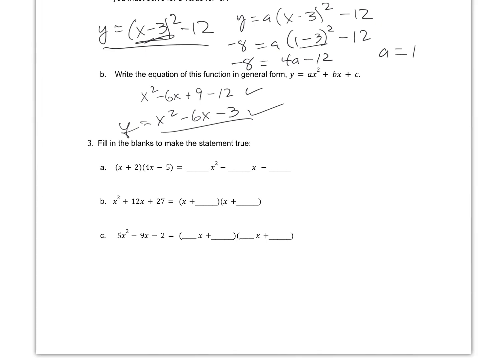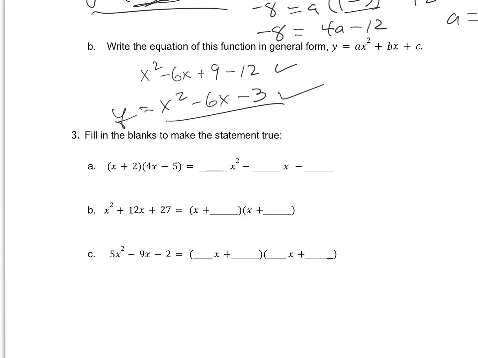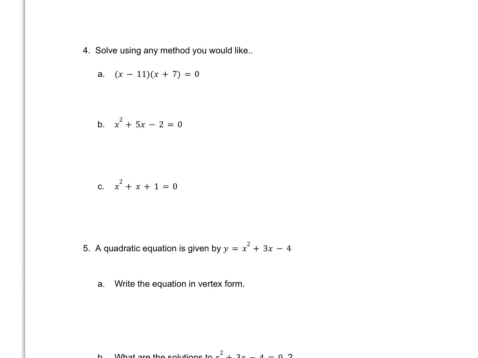Okay, for number 3, I'm just filling in the blanks, so I'm going to FOIL or factor as needed. You go ahead and do that. Next ones are simply solving, I should say. So here, if it's already factored, I just set the factors equal to 0: x minus 11 equals 0, or x plus 7 equals 0, and that means x equals 11, or x equals -7.